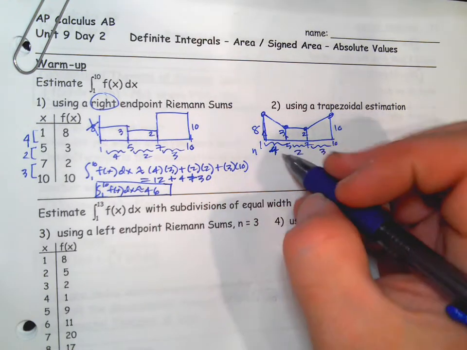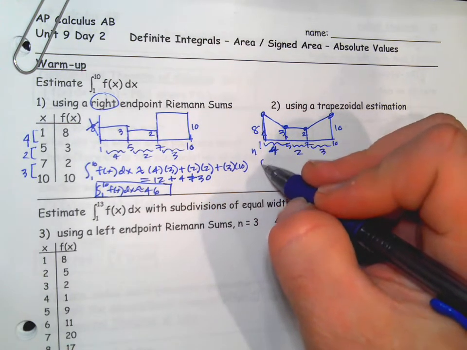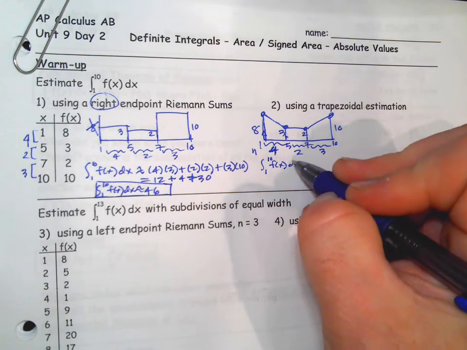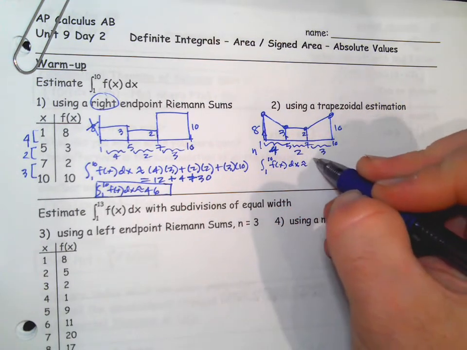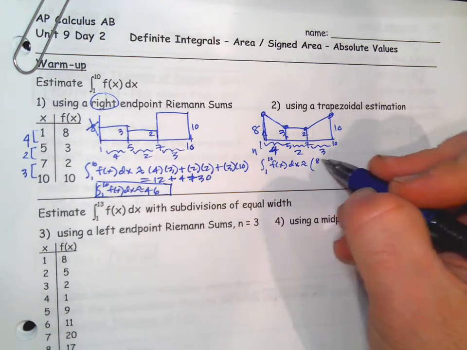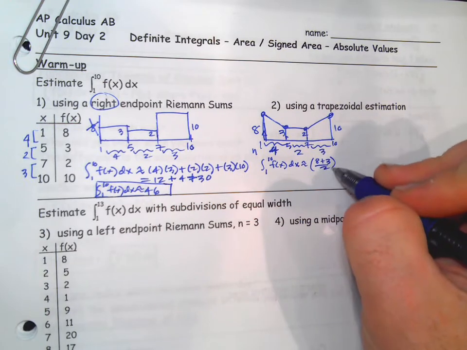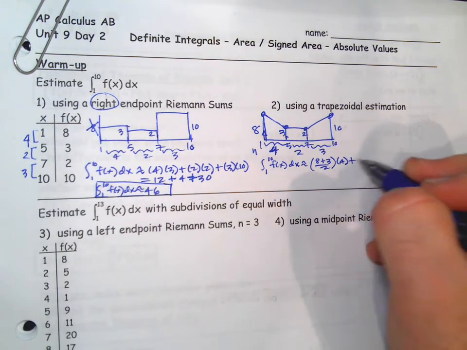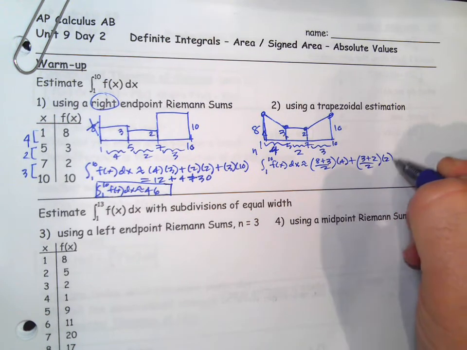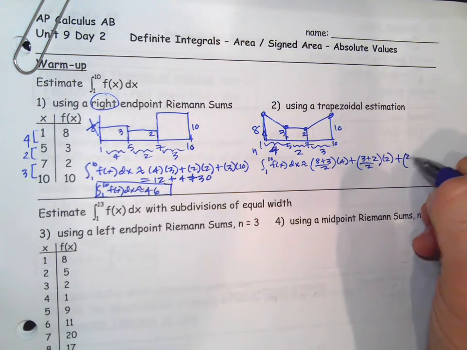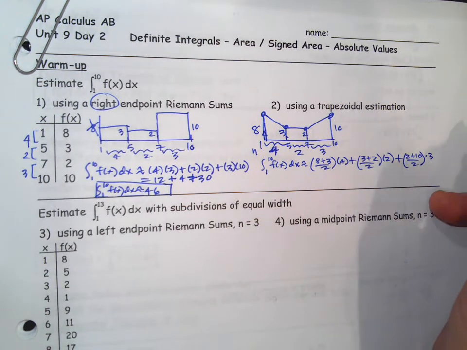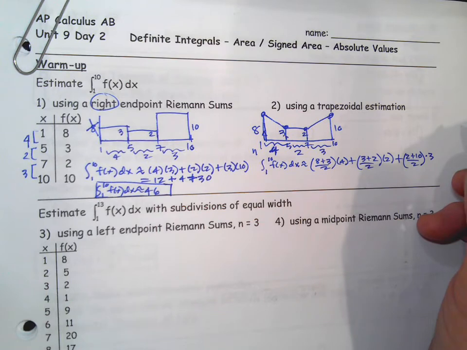So trapezoids, you've got to show the work. We're approximating the same integral, but remember they're just rectangles. Base times height, the average of the bases, 8 plus 3 over 2, average of the bases times the height, average of the bases, 3 plus 2 over 2 times the height, average of the bases, 2 plus 10 over 2 times the height. Okay, so that's your setup.